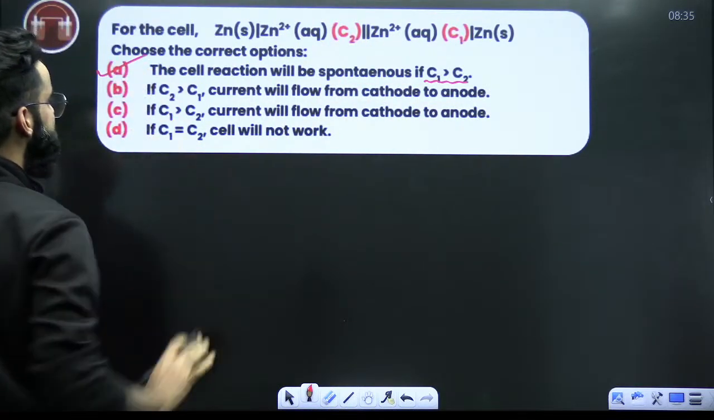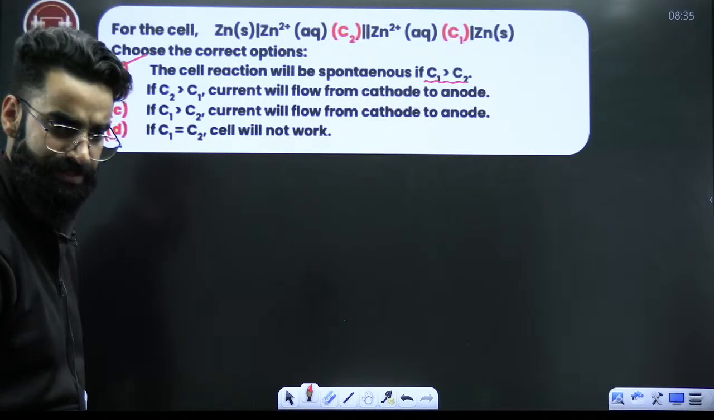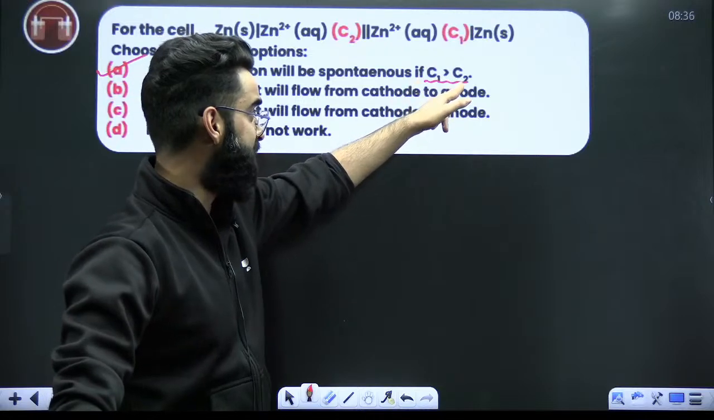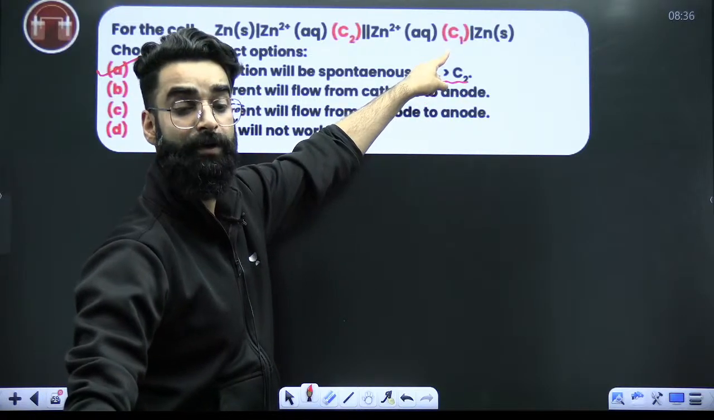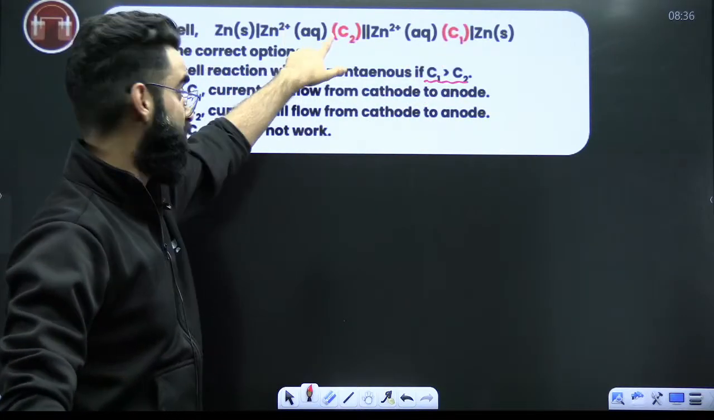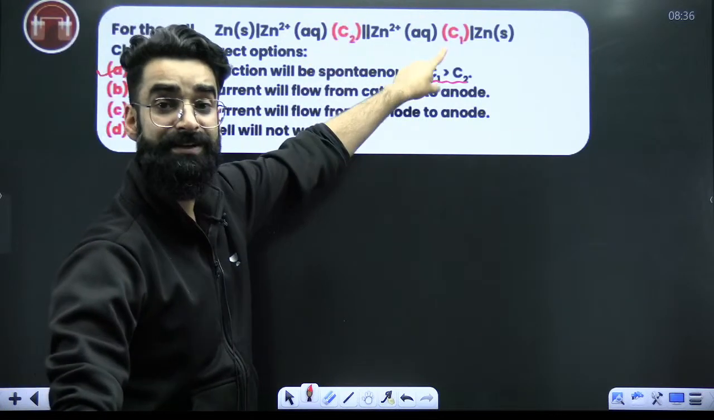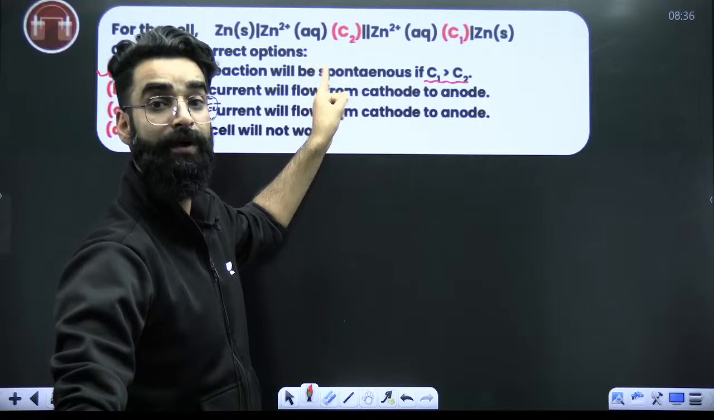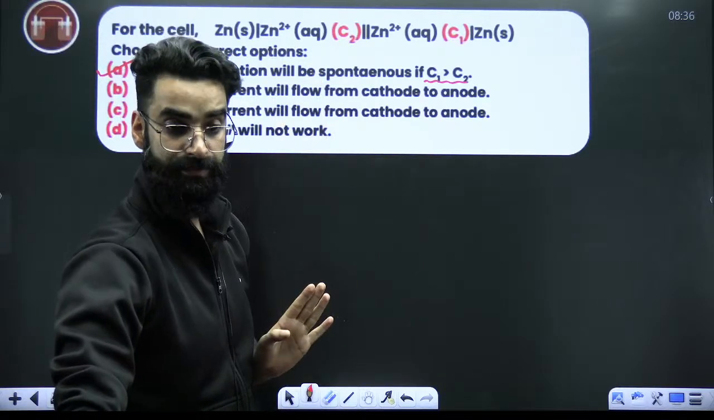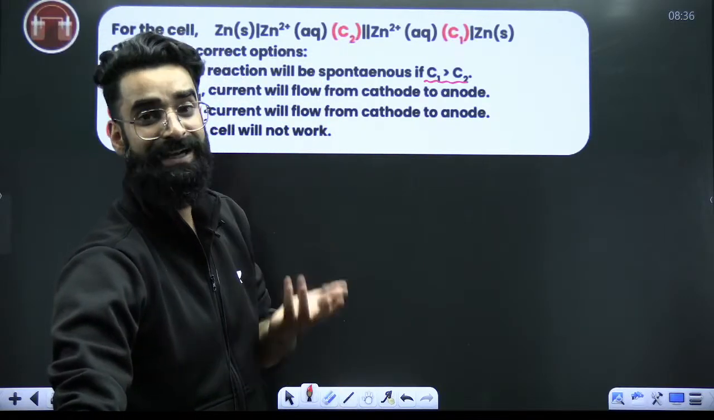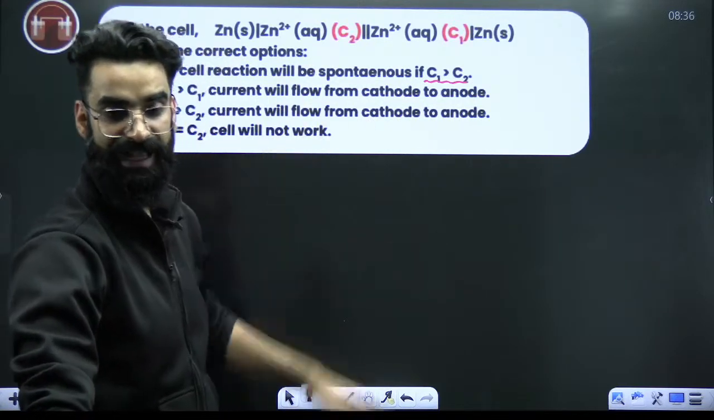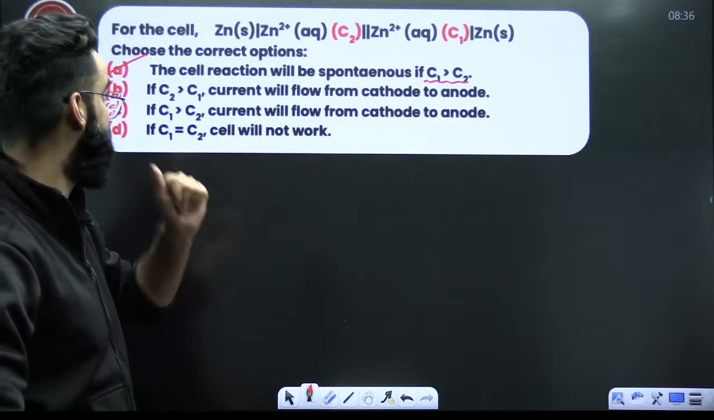So this particular statement is correct. Cell reactions will be spontaneous, right? It's simple, it's evident. If C1 is greater than C2, C1 here is concentration of electrolyte in cathode, C2 is concentration of electrolyte in anode. If concentration of electrolyte in cathode is greater than that in anode, then only E cell will come out to be positive. And once E cell is positive, delta G is negative. If delta G is negative, cell reactions are spontaneous. It will behave like a normal galvanic cell, right? So first option is correct.